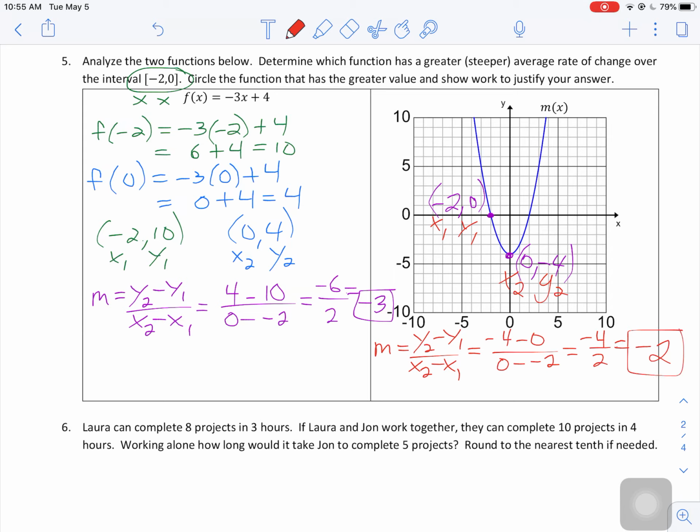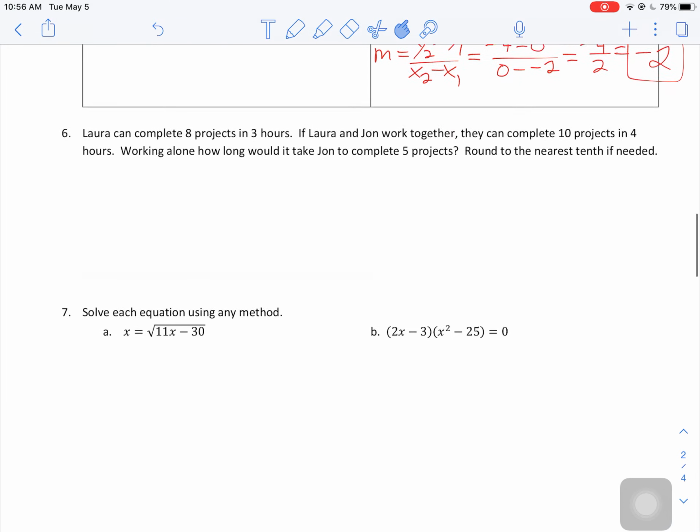So they want to know which one has the greater average rate of change, and I even put in steeper in parentheses so there was no confusion. So the steeper slope is going to be the number that basically has the greater absolute value. So -3 is going to have a steeper slope than -2. So it says we want to circle the function with the greater value, so it would be this one. That f of x would have the greater slope from -2 to 0.